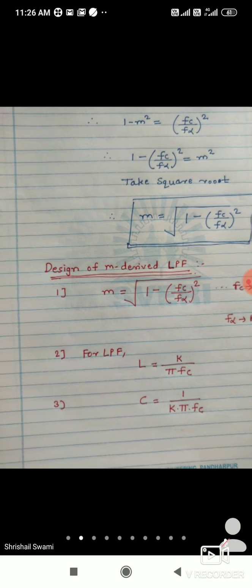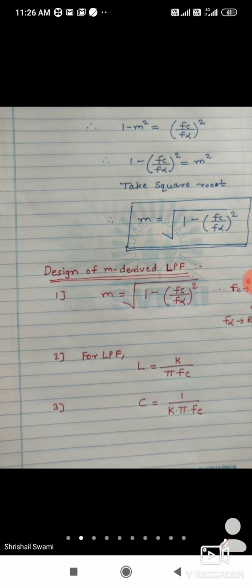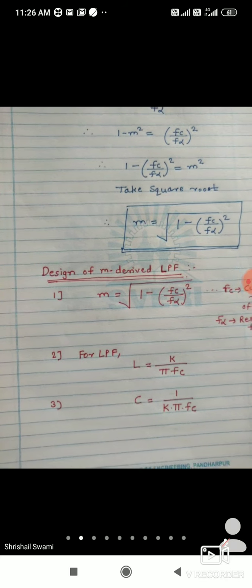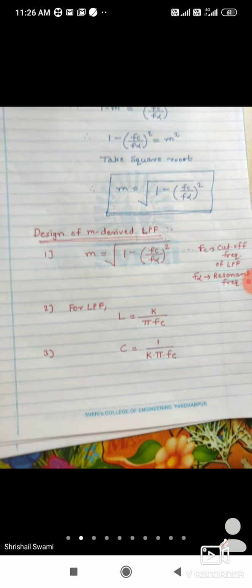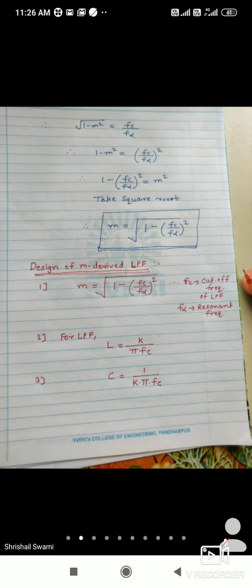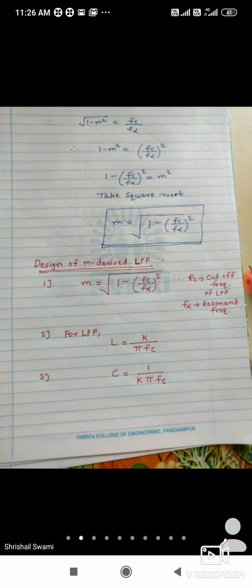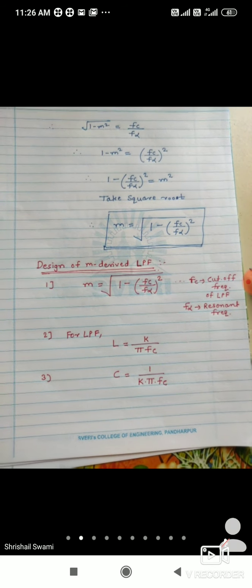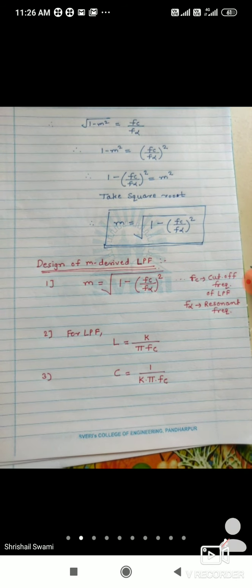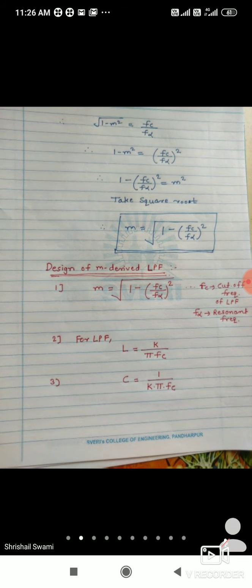So in the next lecture we are starting the problem based on this m derived low pass filter. We will solve one problem, and after that we are going to start the m derived high pass filter. So in the next lecture we are going to finish this m derived filter. Understood? So we will stop now today.